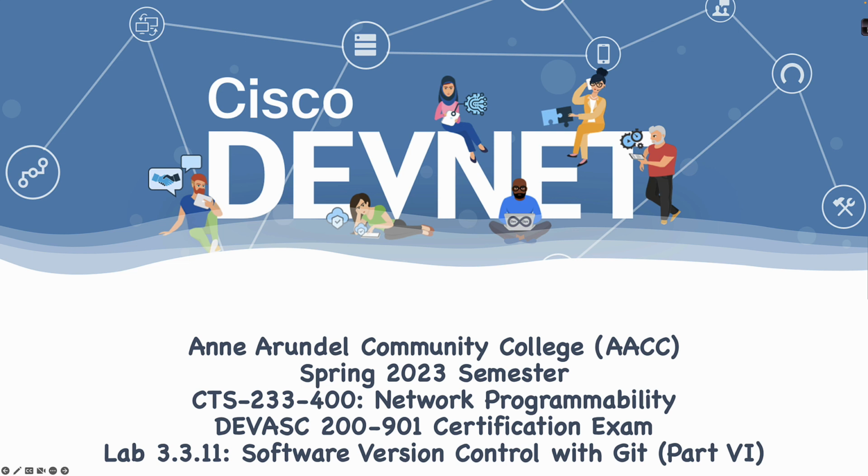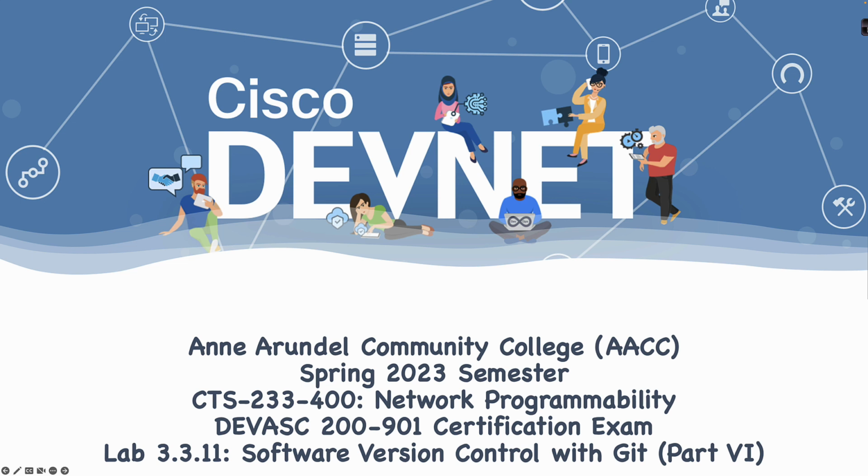Programmability course. This is the Cisco Networking Academy's DEVASC 200-901 Certification Exam Preparation course, and we're going to take another look at Lab 3.3.11, where we're working with software version control using Git. We're going to be focusing on Part 6 of our lab.